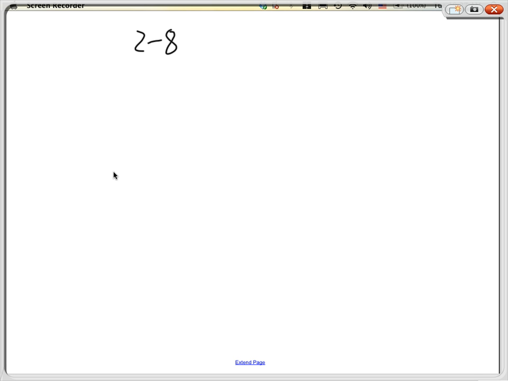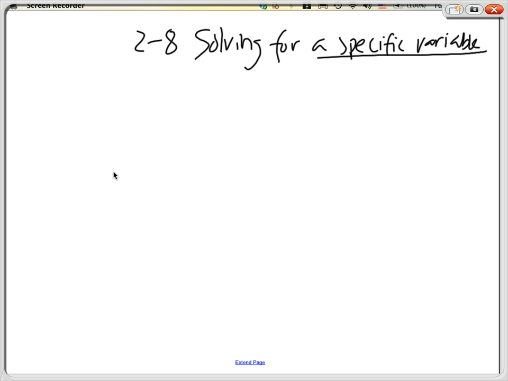2-8, that's what we're going to cover today, and it is solving for a specific variable. I want to mention 4 specific cases to show you, and that will hopefully help cover about 80 to 90% of the problems that you will see, which is still going to help you a lot.